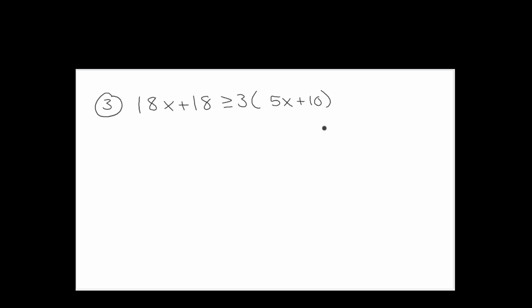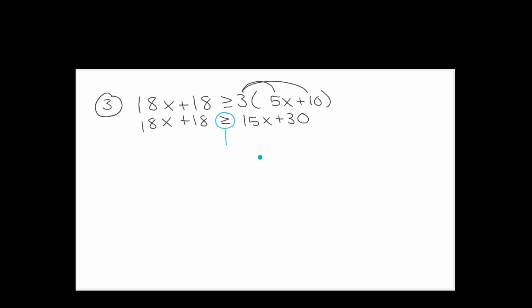Still the same steps of solving linear equations. We simplify as much as possible. On the left-hand side, there's nothing to really simplify, so let's leave it alone. On the right-hand side, we have parentheses, so we're going to use the distributive law to get rid of them. So we have 3 times 5 is 15x. 3 times 10 is 30. And now we have x on two sides of this inequality.